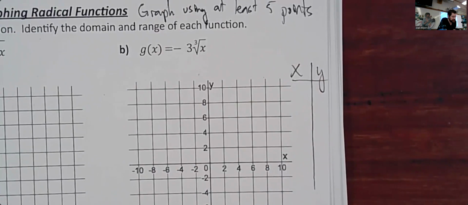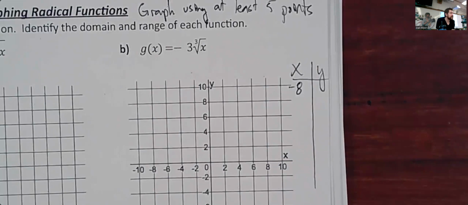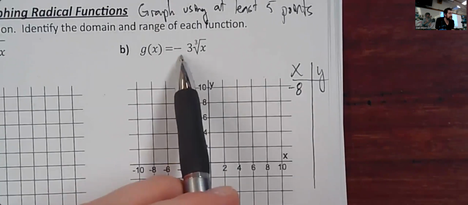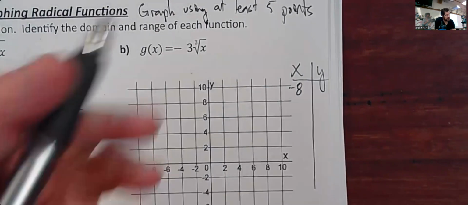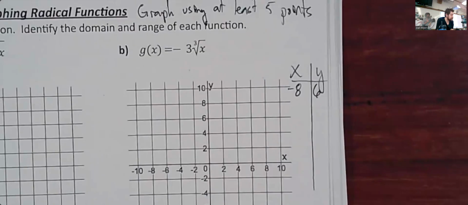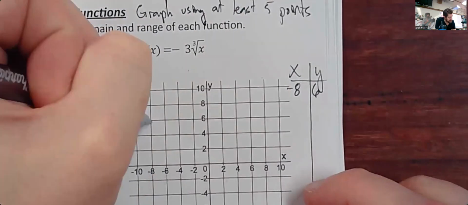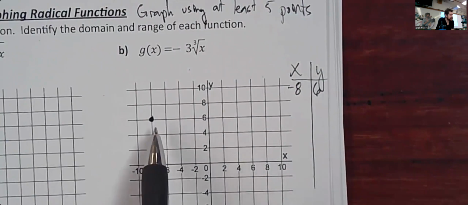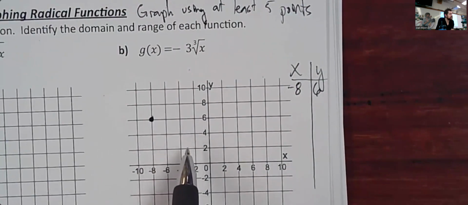So I'm going to say we should start with, let's say -8. We'll start with that one. Because the cube root of -8 is -2. And -2 times -3 is 6. So that gives us a point of -8, 6. So if we go back to -8 and up to 6, we'll put a point there. Hopefully that makes sense. What's the next cube root that is smaller than 8? Or I guess bigger than -8.